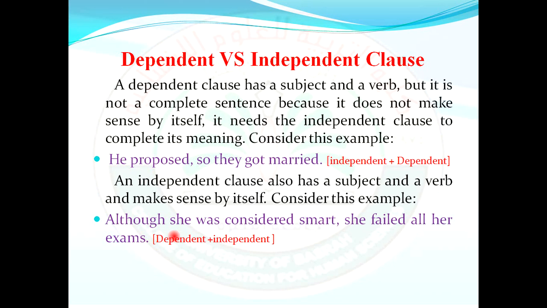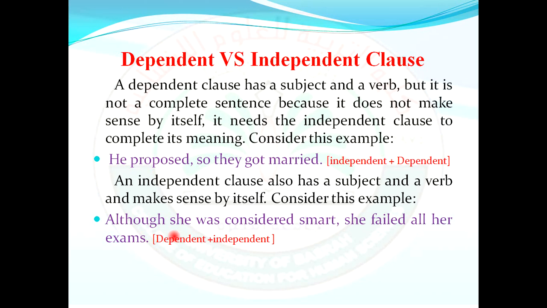Now it's time to speak about the difference between dependent and independent clauses. A dependent clause has a subject and a verb, but it is not a complete sentence because it does not make sense by itself. It needs the independent clause to complete its meaning. Consider this example. He proposed, so they got married. So they got married is the dependent clause. Here it cannot stand alone with a complete meaning because it needs what? The independent clause to complete its meaning.